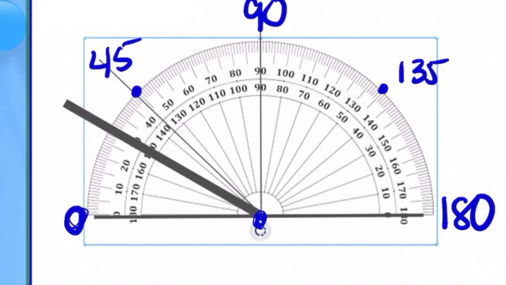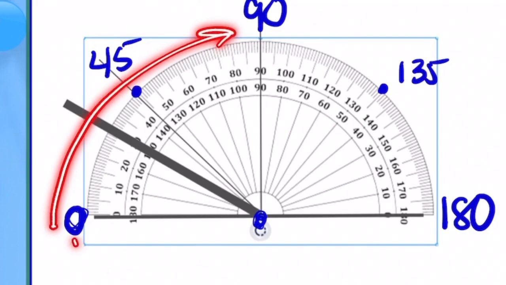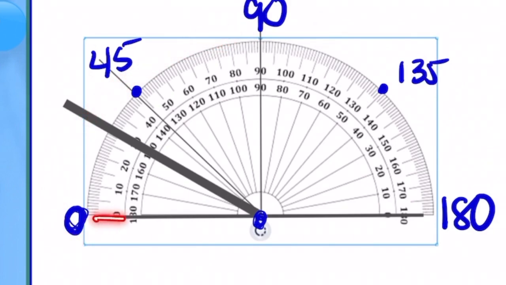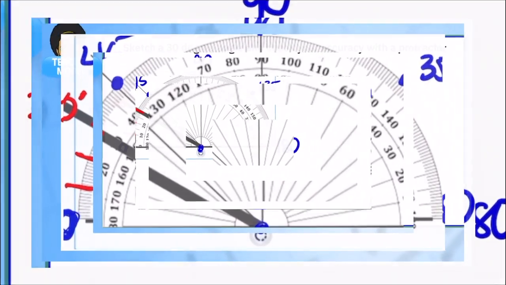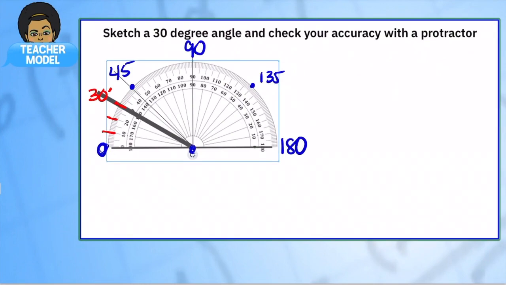So I'm going to start counting from 0 up. Always count up from 0. So in this case, you can see where my line is. And I'm going to count by tens. These long lines, 10, 20, ta-da, 30. So this was almost exactly 30 degrees. Not bad, miss. So there you have it.